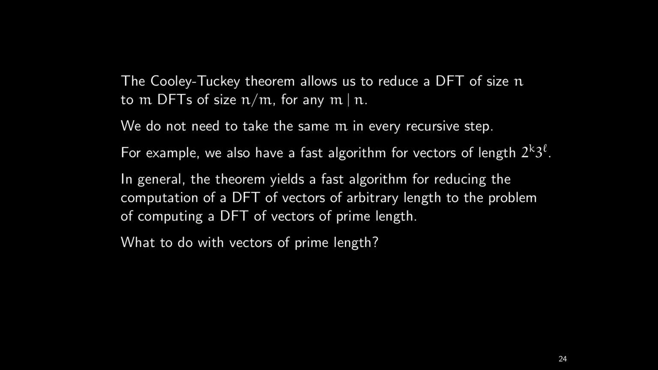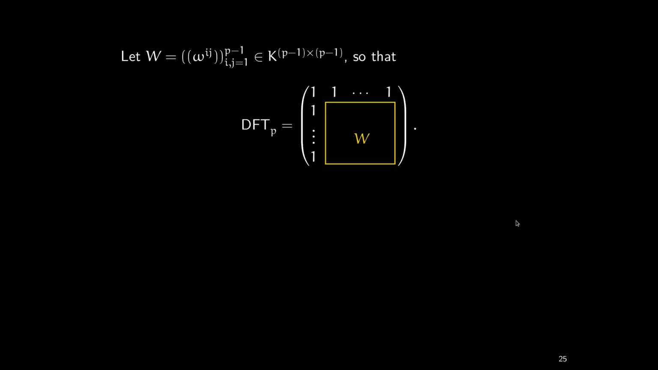The theorem of Cooley-Tukey doesn't help us with this because it requires that the lengths can be factored, m times m. But there's another idea, and this is what I want to show you before we stop for today. So let's see what a DFT looks like. A DFT always has ones in the first column and in the first row. And these ones are of course easy to handle. It's just a linear amount of time to handle them.